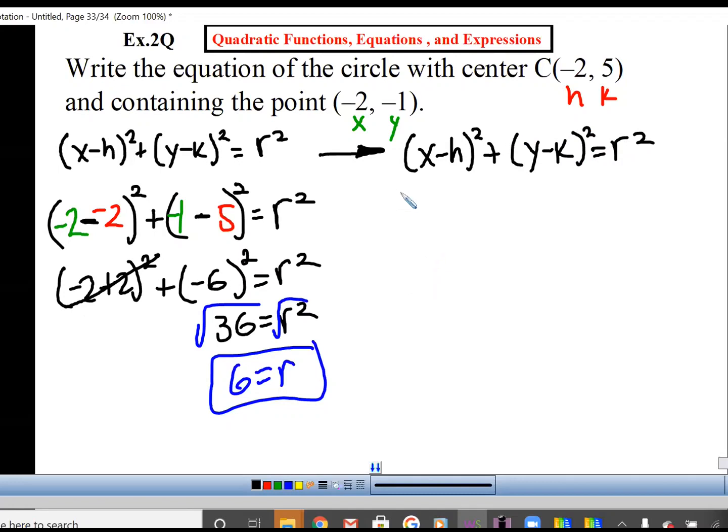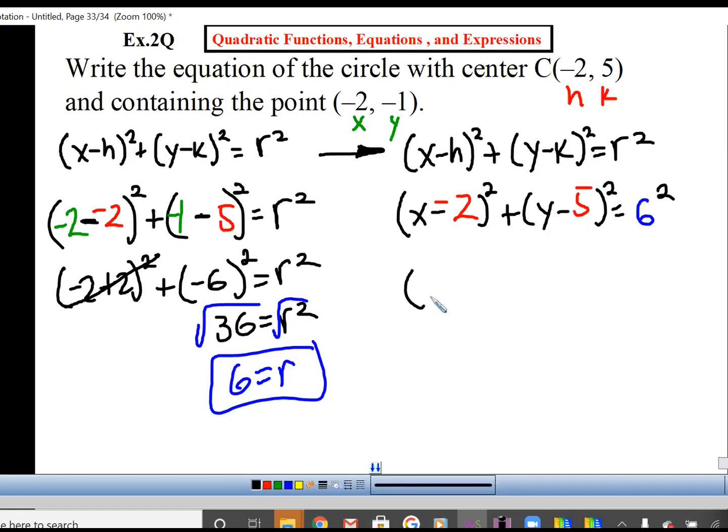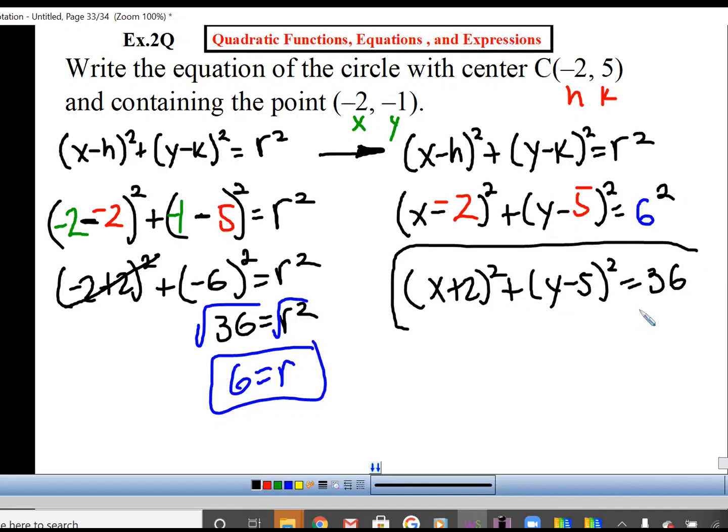Now that we have our information, I rewrite this again: x minus blank squared plus y minus blank squared equals blank squared. Now our radius on the right side is 6. Our h is -2, and our k is 5. Let's simplify this. So we end up with x plus 2 squared plus y minus 5 squared equals 36. That's our equation for the circle. And so we got that.